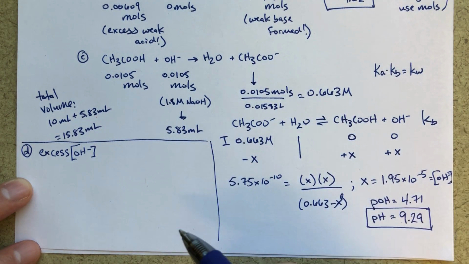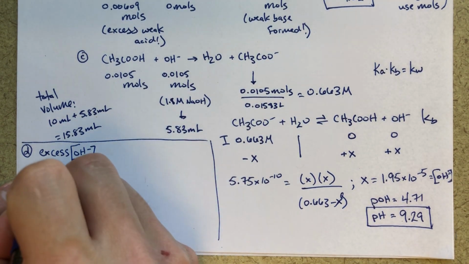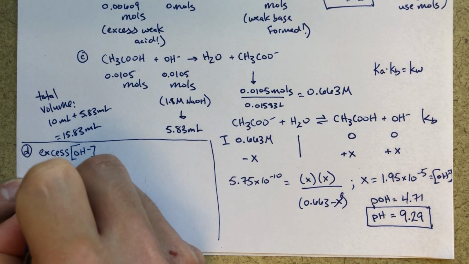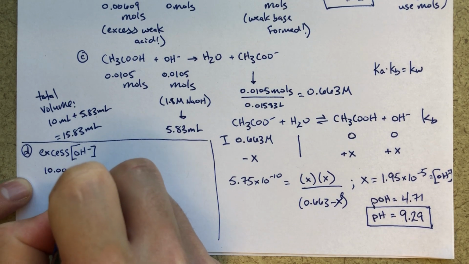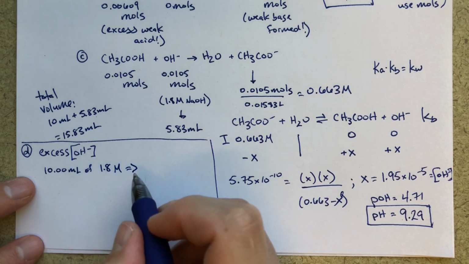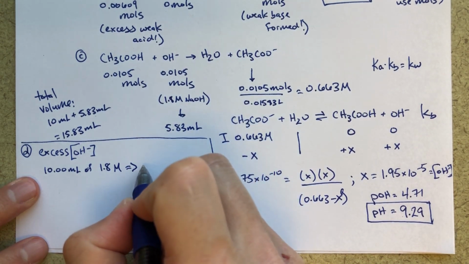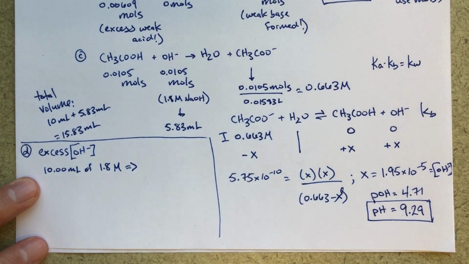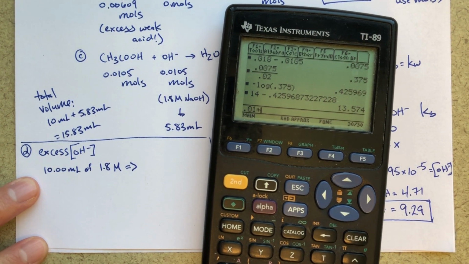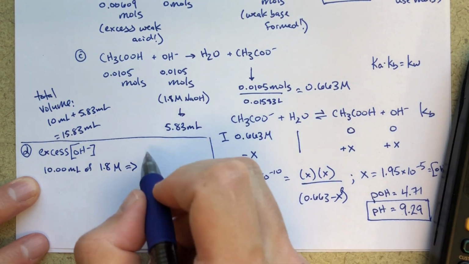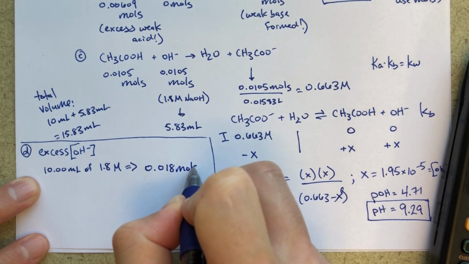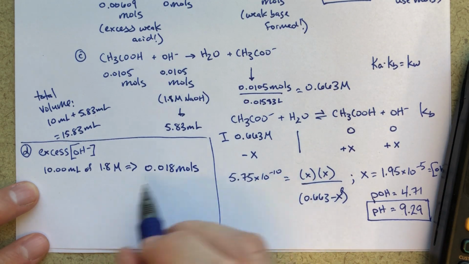There's a number of ways to do this. Basically what I did is I figured out how many moles I put in initially. So 10.00 milliliters of 1.8 molar. If you convert that, you should find that you were adding, I didn't write that number down, but let's just do it real quick. 0.01 times 1.8 is 0.018 moles of OH minus. That's the total number of moles.